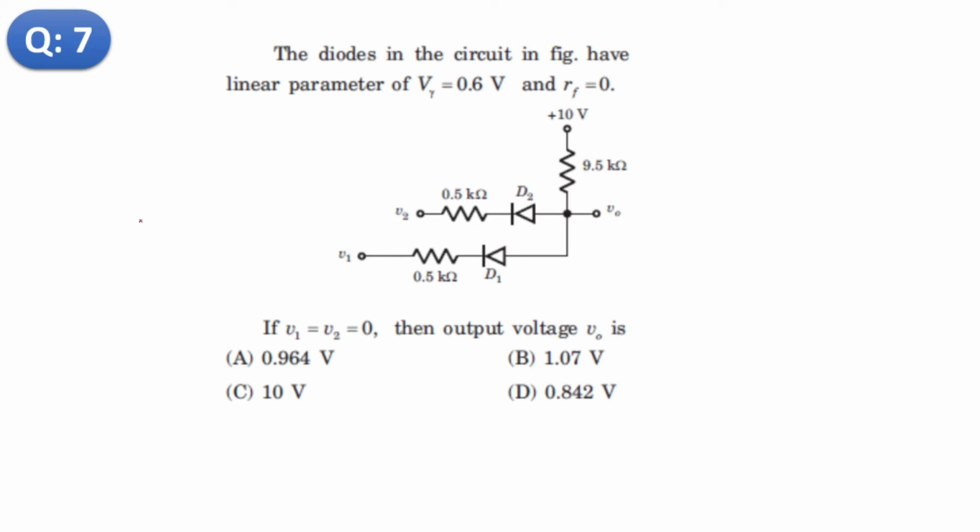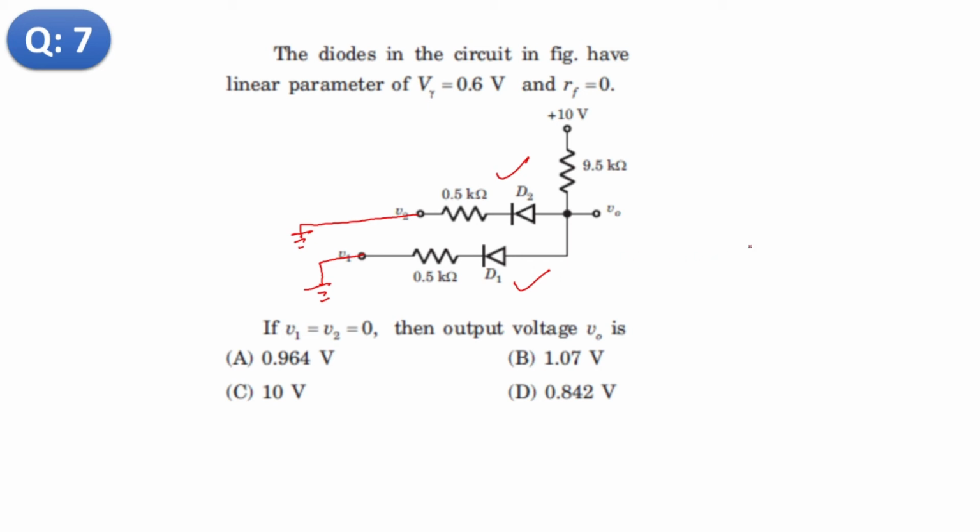Now the next question, in this question both diodes are connected to the ground, that is 0 volt, so both will conduct, D1 on and D2 on. So the equivalent circuit will be like this.